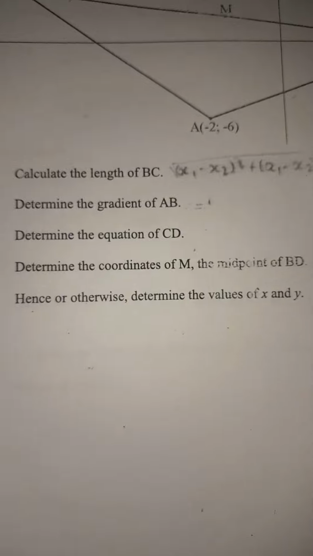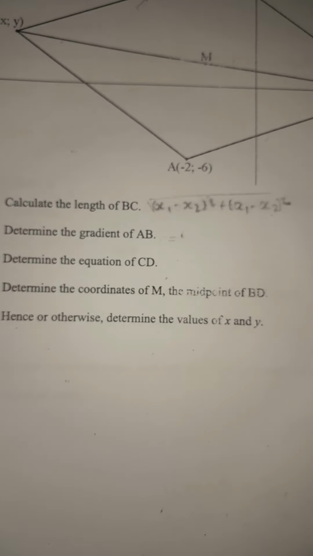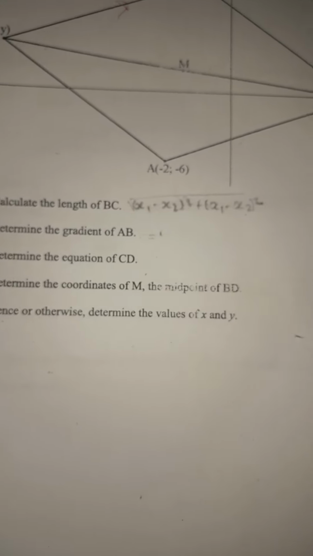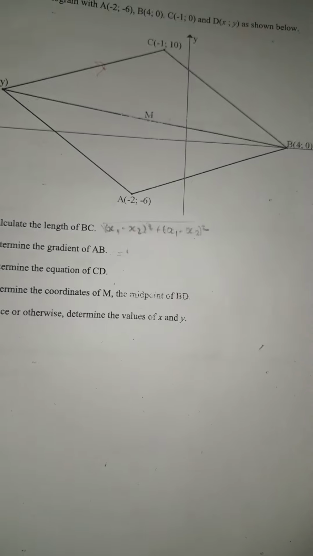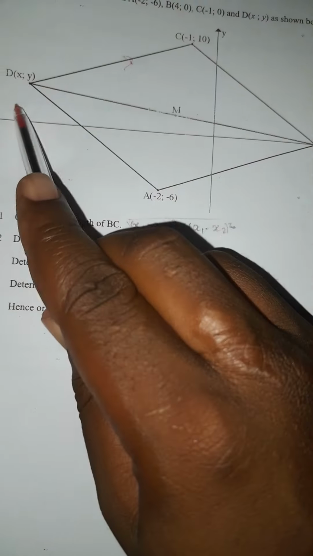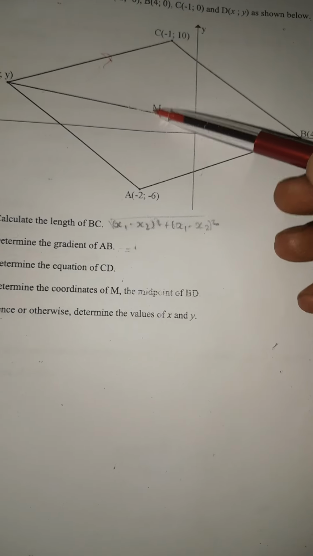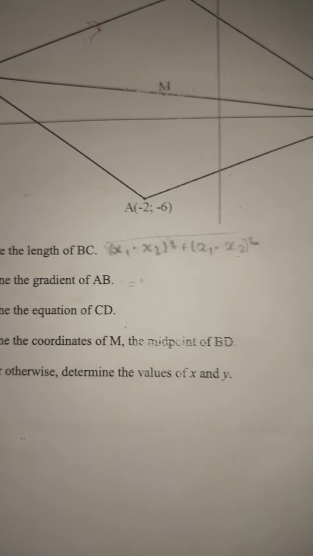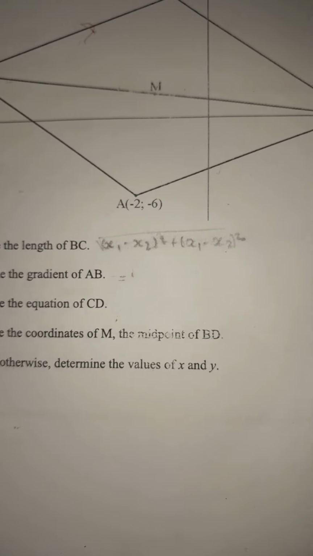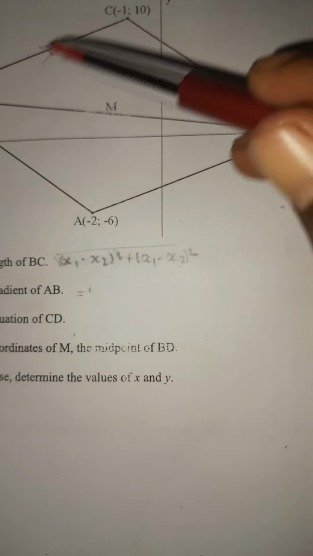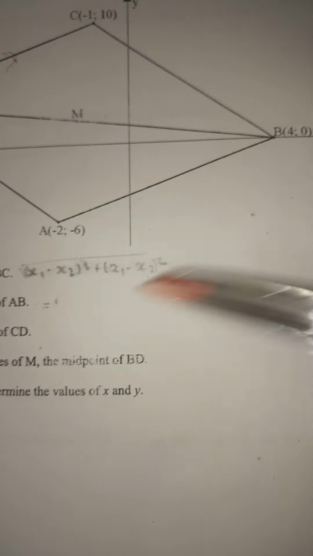Okay, now we are going to calculate the coordinate of the midpoint of BD. So how can we calculate the midpoint of BD? Because there's a missing coordinate here, we can use AC to calculate this midpoint, right? Let's do it. Yes, let's calculate the midpoint of BD then. We said that we are going to use AC. So let's write the coordinates of AC.